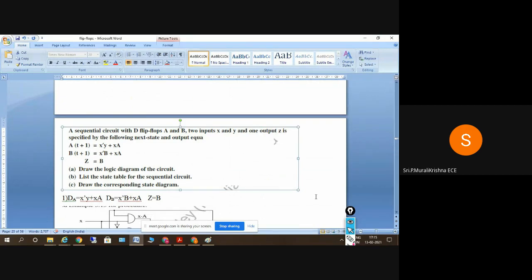So the earlier example is where the DA values and DB values were given. Here, we are given the values of A of T plus 1 and B of T plus 1. Okay, you can see the difference here. So we are talking about D flip flops only. So taking this problem.